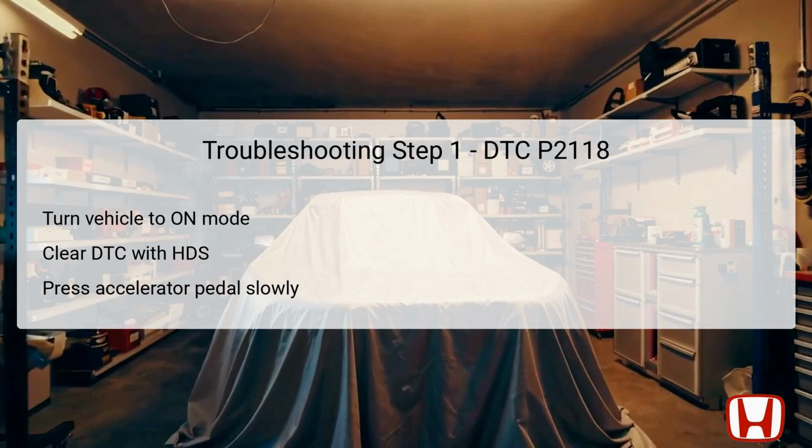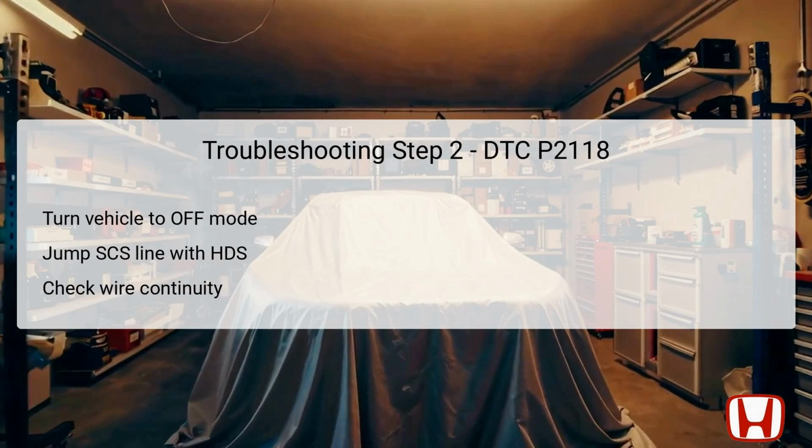This action allows the system to test if the throttle actuator functions correctly and will help in identifying whether the DTC reoccurs as a confirmed fault or remains absent. If DTC P2118 appears again after this procedure, it indicates the issue is persistent and requires further investigation.